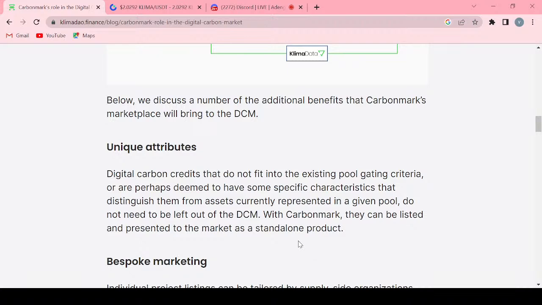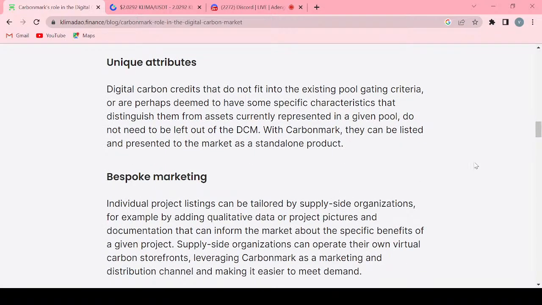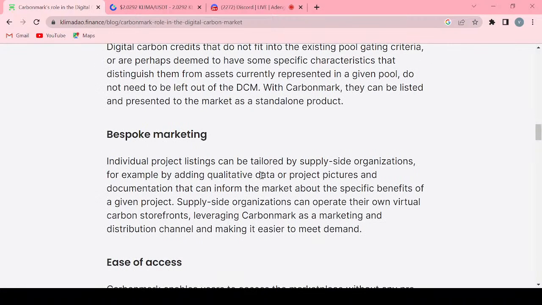So we do not need to list out the DCM with the carbon mark. They can be listed and presented to the market as a standalone project. So this is the standard single product on the Klima. So yes, bespoke marketing. Each individual product listing can be tailored by supply side organizations.